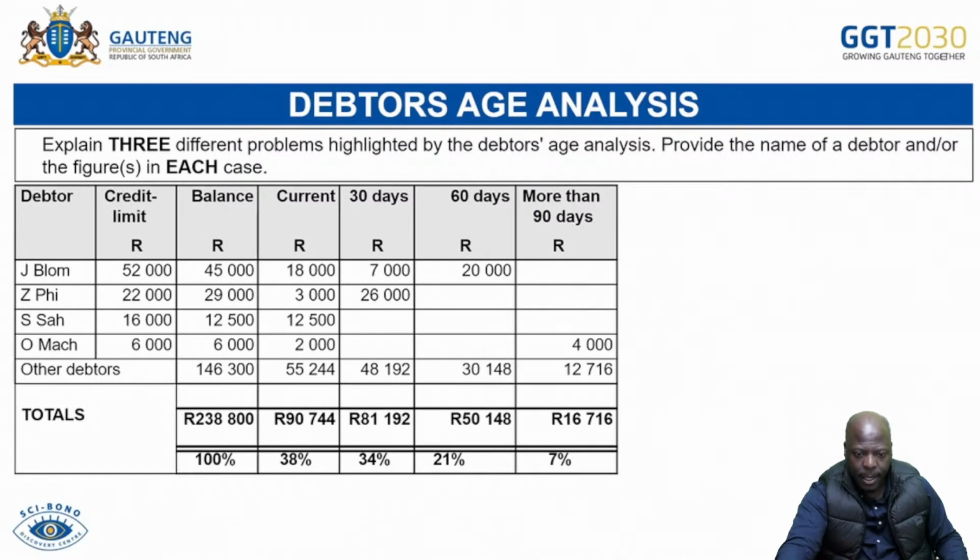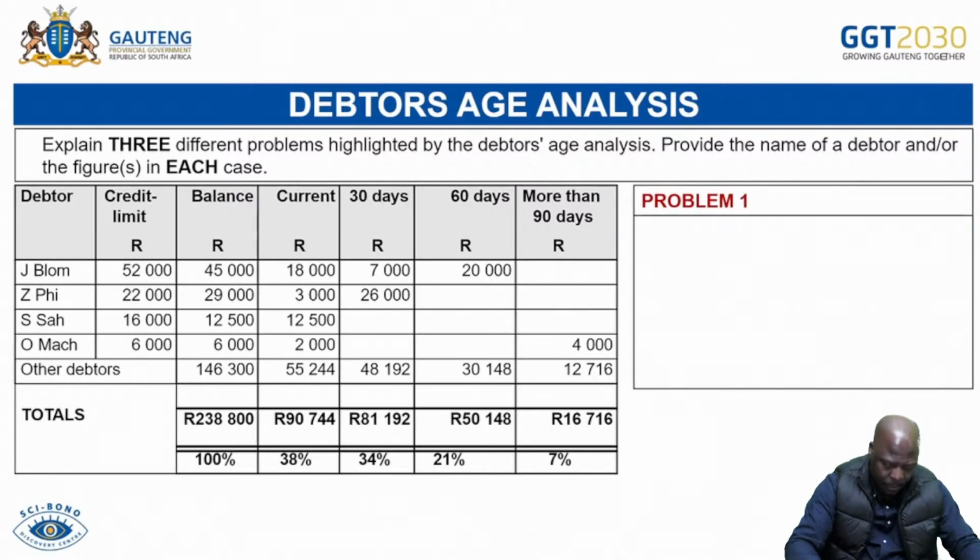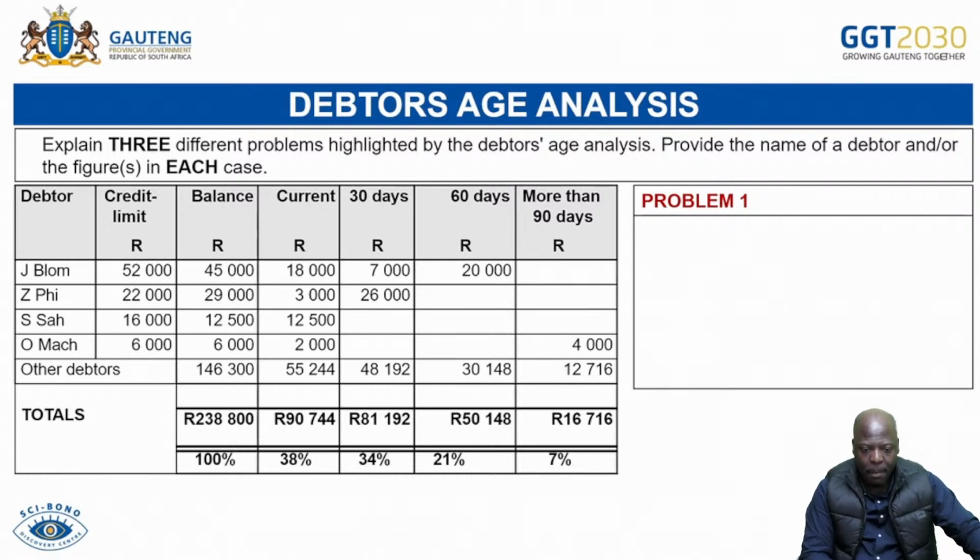And then explain 3 different problems highlighted by the debtor's age analysis. Provide the name of the debtor and the figures. Let's begin now with problem number 1. If we have any problems here, let's look at problem number 1 that we can find. So remember what we are looking at. It makes it very easy, therefore.